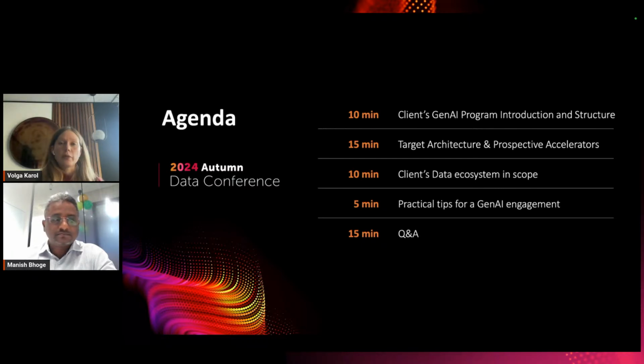We'll provide a bit of background in terms of the goal of the overall program and the structure of the program. Then Manish will deep dive into the target architecture and some perspective accelerators that we gained from this activity. And then I will deep dive into the client's data ecosystem and scope, and we'll finish with some practical steps and tips that you might want to consider in case you would like to join a new Gen AI engagement in the future. And we'll have some time reserved for the Q&A.